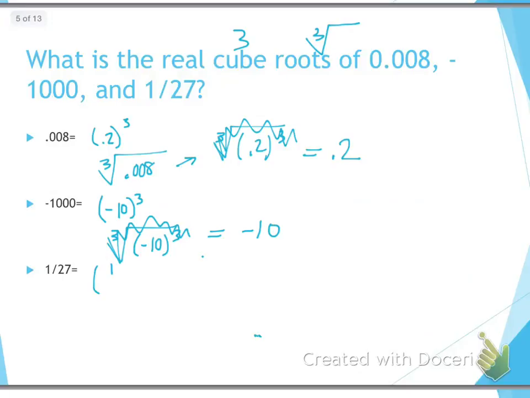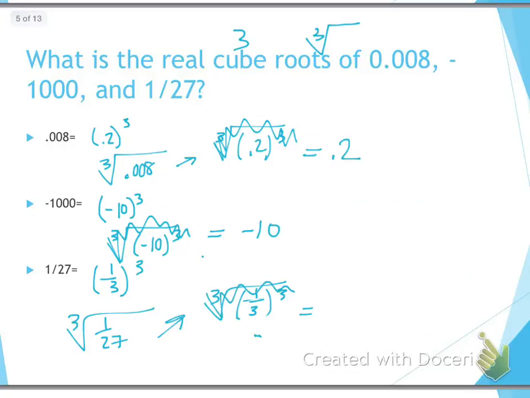My next one, if I do 1/3 cubed, it should get me it. So if I do the cube root of 1 over 27, I need to get it so I can cancel that cube root. So we're going to do this cubed so that they cancel each other. So my answer then is 1/3.